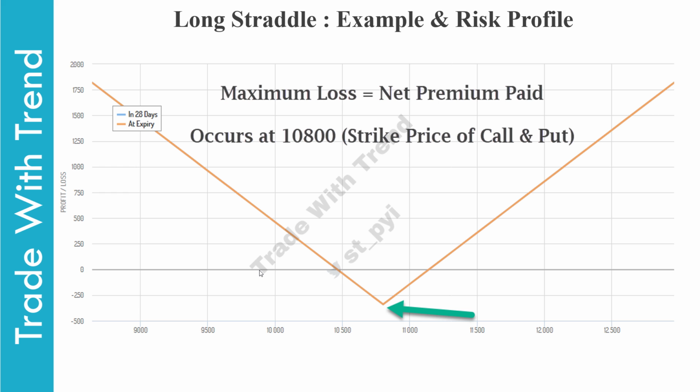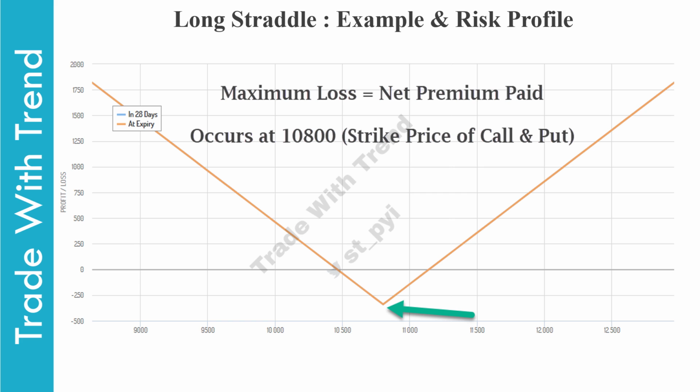So now that we have covered lower and upper break-even points along with the places where we make money with this particular strategy, let us define the maximum loss for this particular strategy. Now, maximum loss is the net premium that you paid to execute this strategy. In our example, maximum loss would be rupees 340 per lot, and this would happen if spot expires at 10,800. Now, 10,800 is the strike price of both call and put option if you recollect.